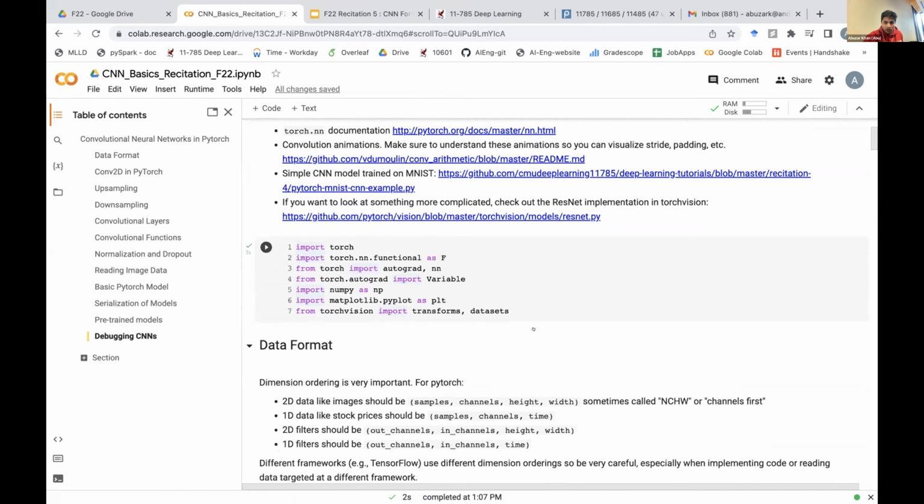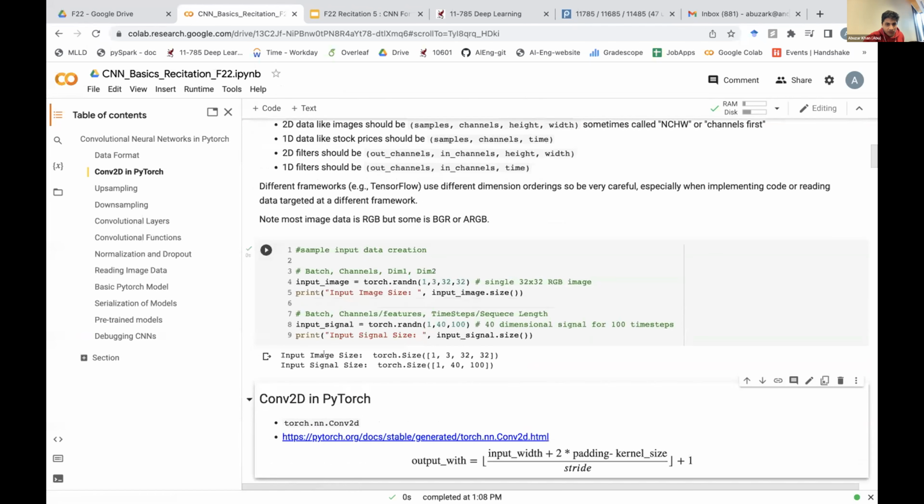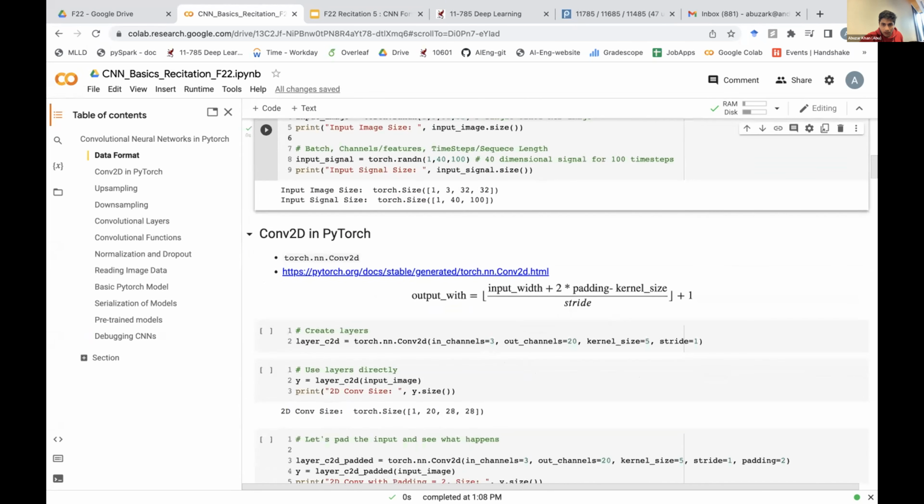All right, so not to take up any more of your time, we can just run these cells here. So we'll see that our input image size is a 32 by 32 image. It has 3 input channels, and currently there's only 1 image in our batch. And for the 1D case, we have 40 features, or 40 dimensional signal, and there are 100 time steps. This is the same equation that we saw in the presentation today. This is not just a square bracket. This is a floor function, which corresponds to the true divide in Python.